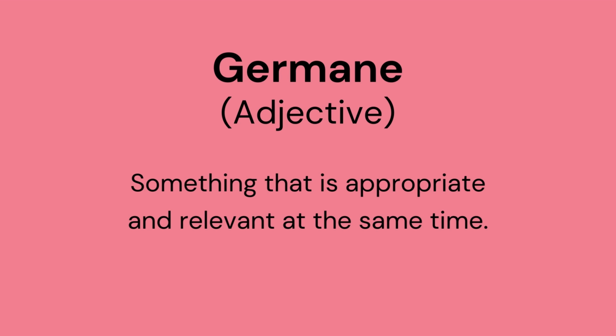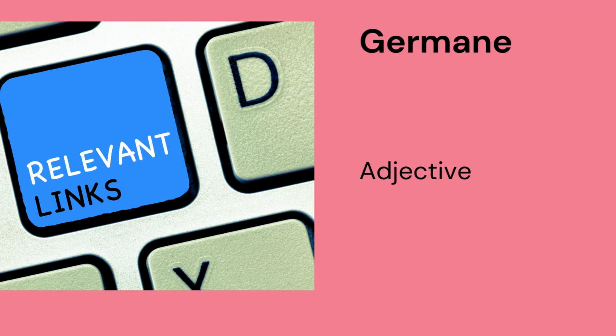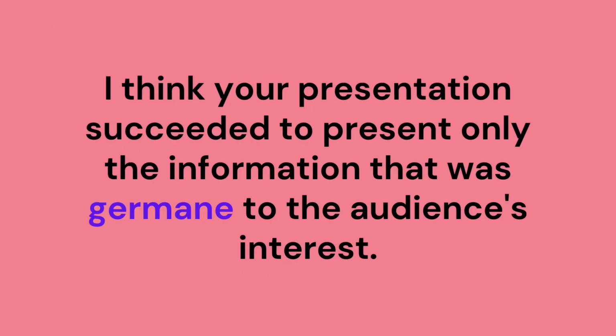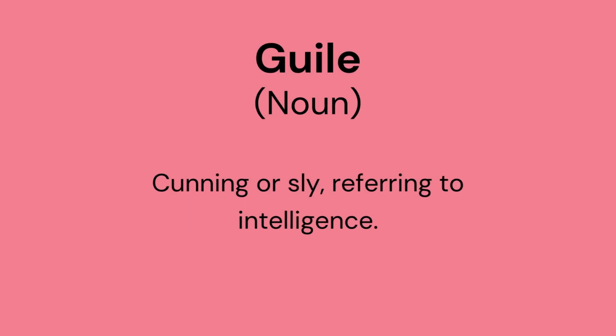Germane. Germane is an adjective and it means something which is appropriate and relevant at the same time. I could not find a good visualization of the word germane, but at least relevant links to relevant web pages, and if they are appropriate to what we are looking for, then they would be germane to our search. Our sentence: I think your presentation succeeded to present only the information that was germane to the audience's interest. Probably a very good public speaker then.